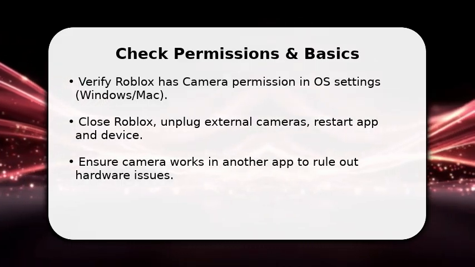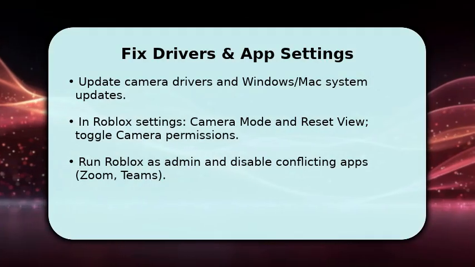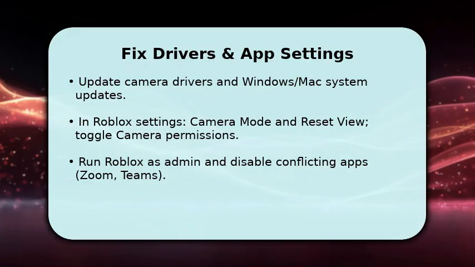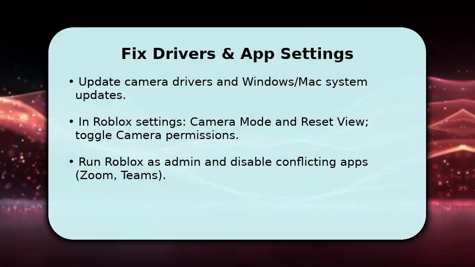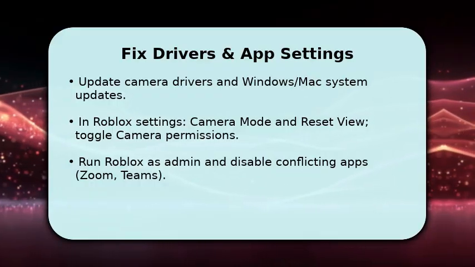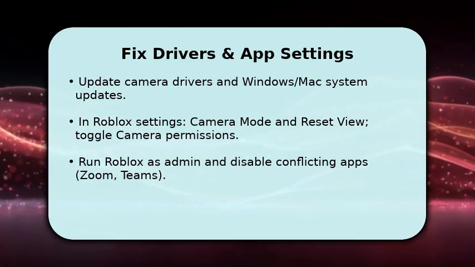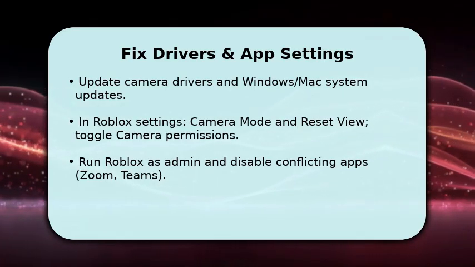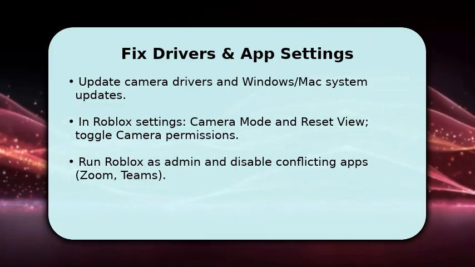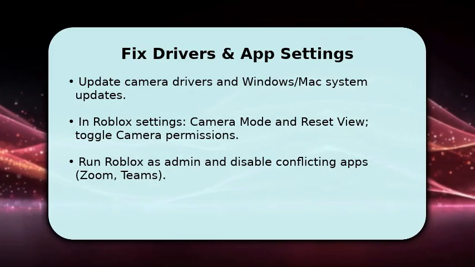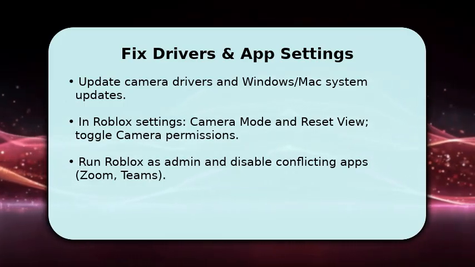Now you address drivers and in-app configuration. Update your camera driver and install any pending system updates. Outdated drivers often block access. Then open Roblox settings and set camera mode to classic or follow and use reset view. This forces the client to reinitialize camera capture. Run Roblox as administrator to grant broader device access and temporarily close video apps like Zoom or Teams that may hold the camera. Doing this clears software conflicts, so Roblox can claim the camera cleanly.